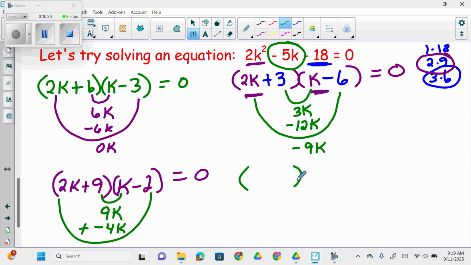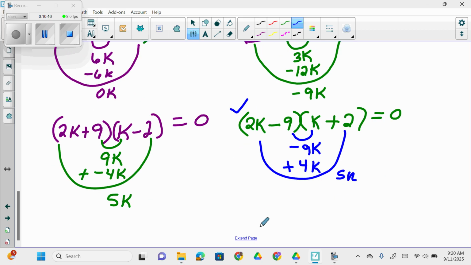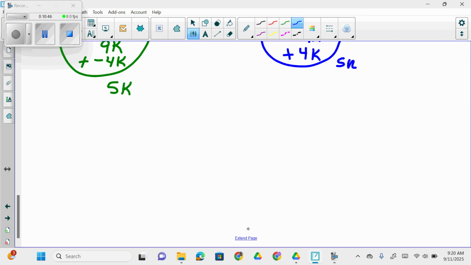I'm supposed to have a negative 5k in the middle, so I'm very close. So my last try, I'm going to have 2k and k. I have my 9 and my 2, but I'm going to switch the signs. And I'm going to put a negative first and a positive second. Multiply it out. I get negative 9k, positive 4k. Add it together, and I get negative 5k. This one works.